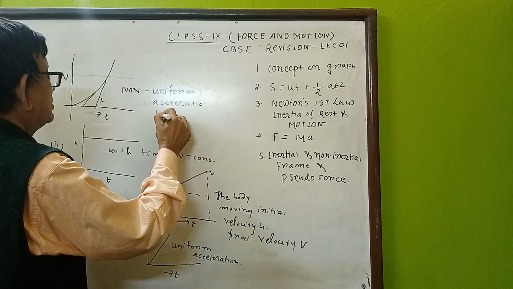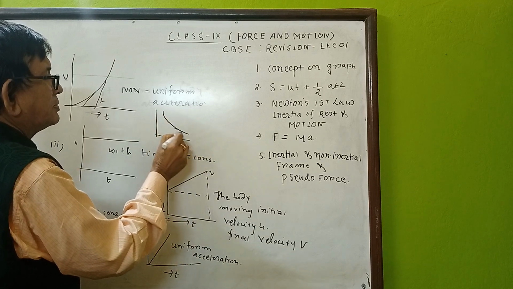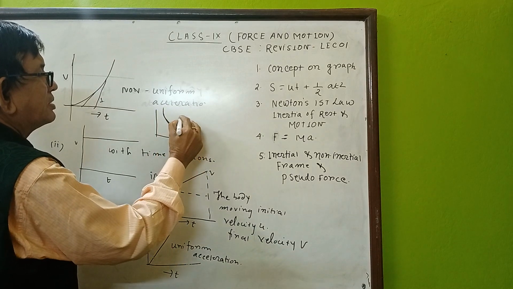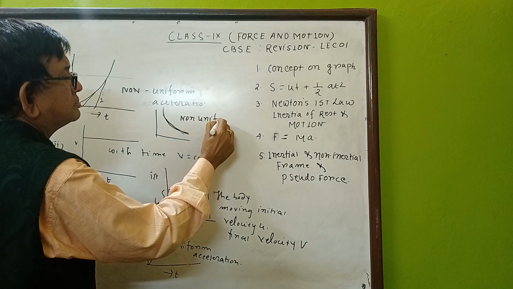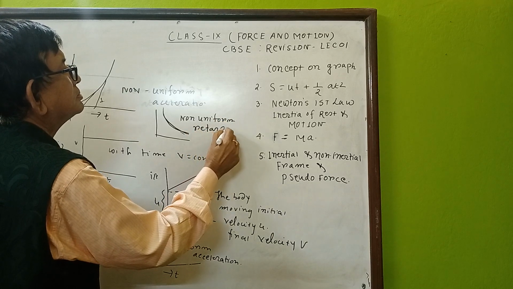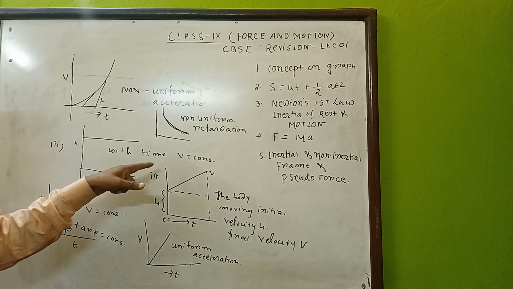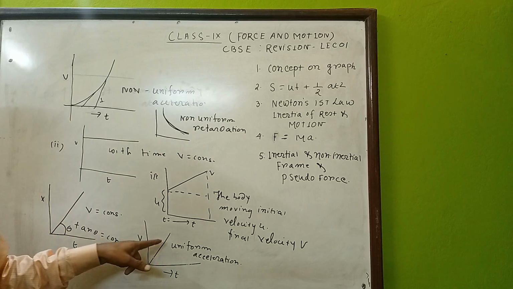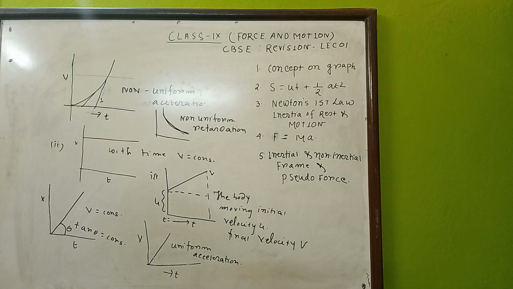Now if the slope is like this, then it is non-uniform retardation. So the first question, the concept of graphs, I am giving you. Now the slope of the v-t graph will give you acceleration, and the area of the v-t graph will give you displacement.